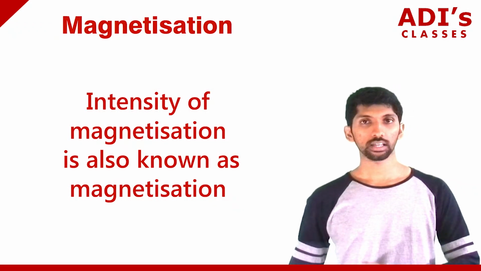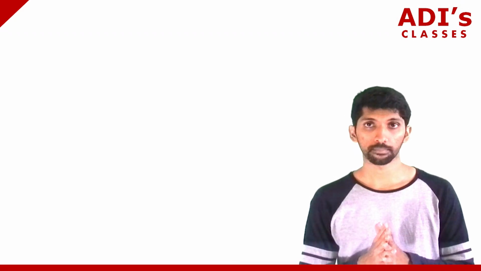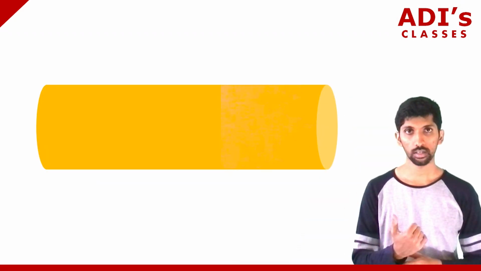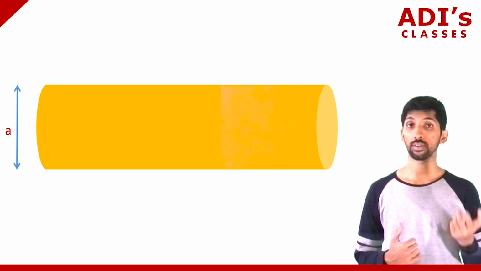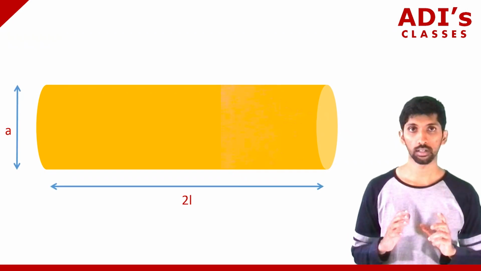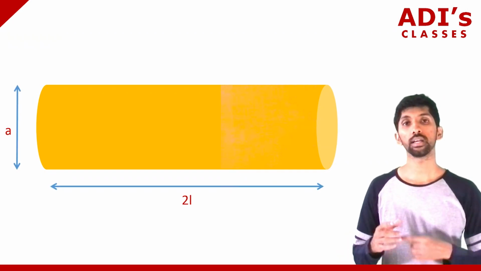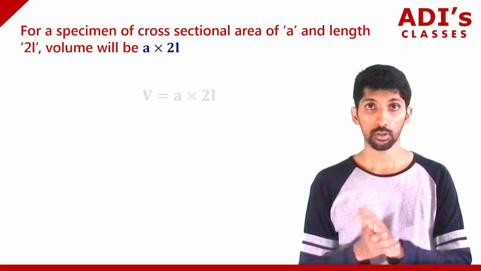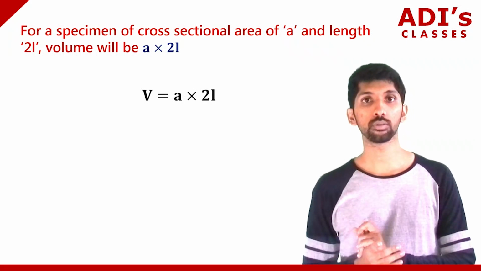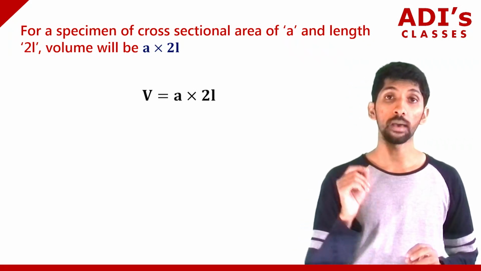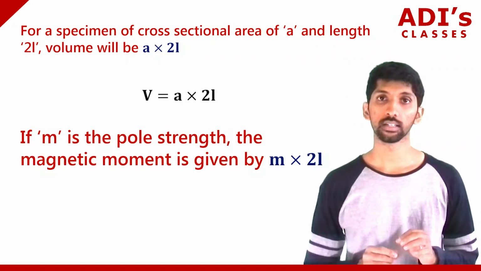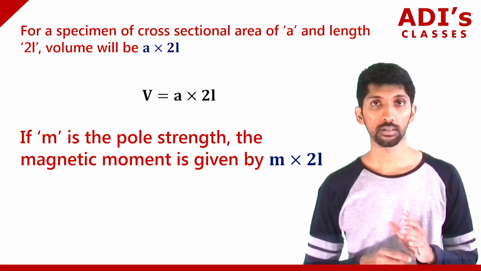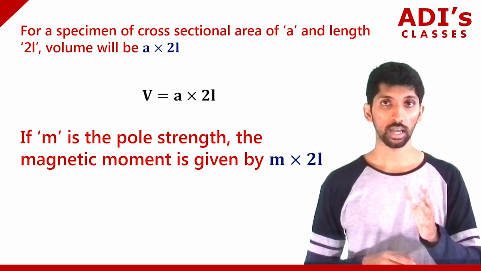This can also be defined in one more way. Suppose you have a specimen with a cross-sectional area of A and a length of 2L. Now what will be the volume? It will be cross-sectional area times the length, right? So V is equal to A into 2L. Next, if M is the pole strength of the magnet, then magnetic moment is given by M into 2L.